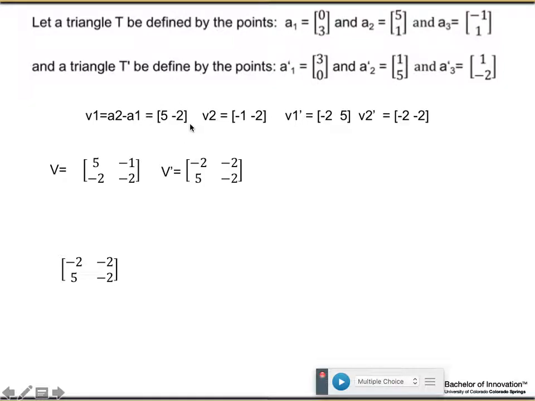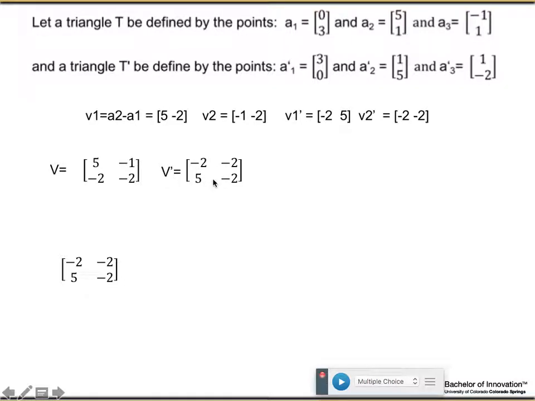And I forgot the transposes here, so I apologize. I should have written them vertically, but I forgot. V2 is 1 minus 1, minus 2 minus 1, minus 0, 1 minus 3, and so on. V prime, I do the same thing. 1 minus 3 is minus 2, 5 minus 0 is 5. 1 minus 3 is minus 2, minus 2 minus 0 is minus 2. So that gives me my 4 vectors. I make my matrices V and V prime out of those.